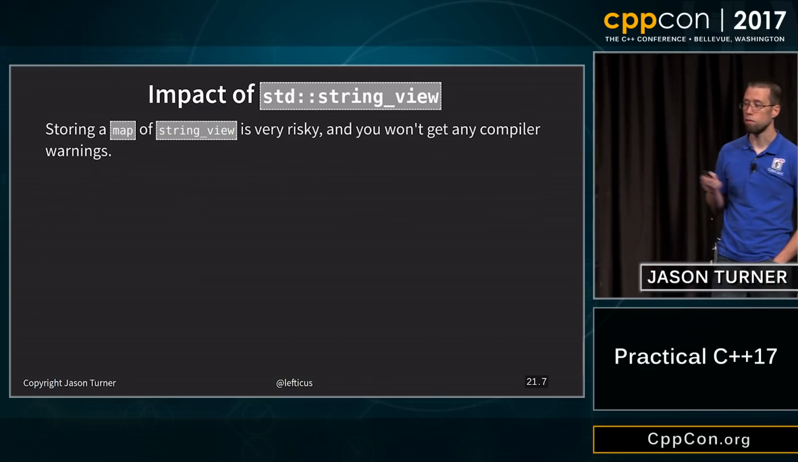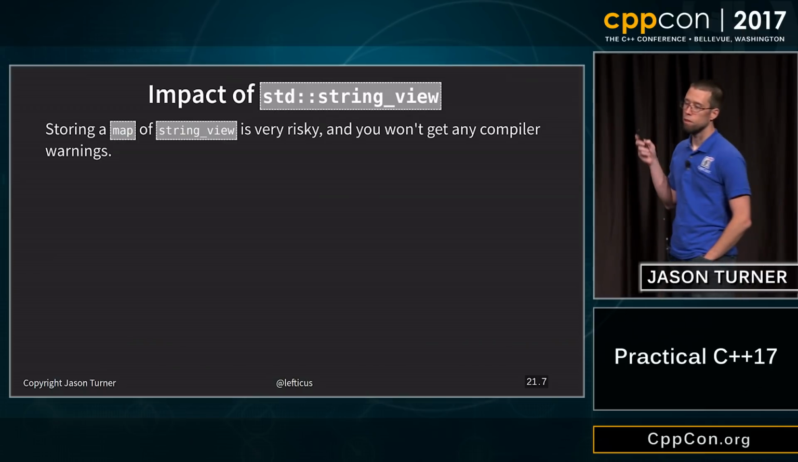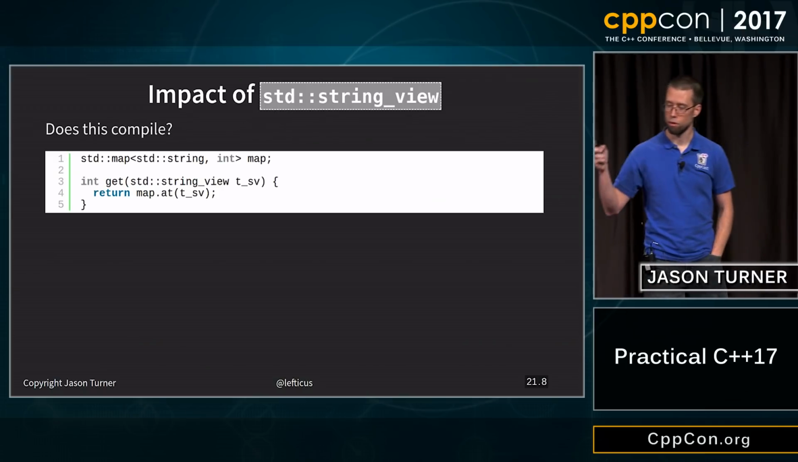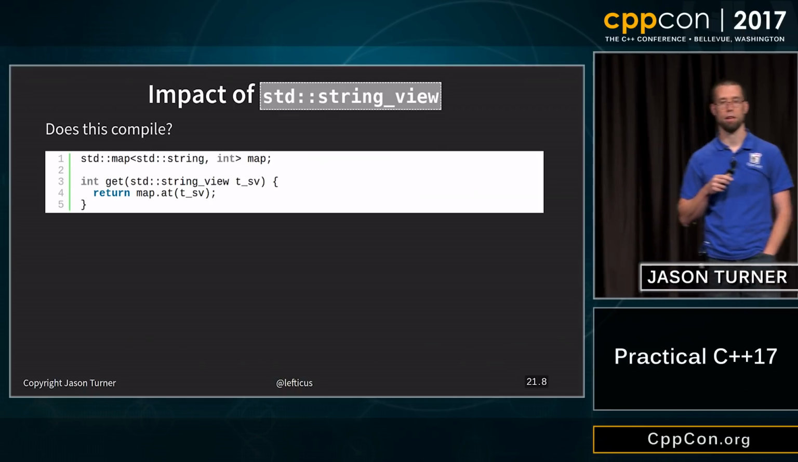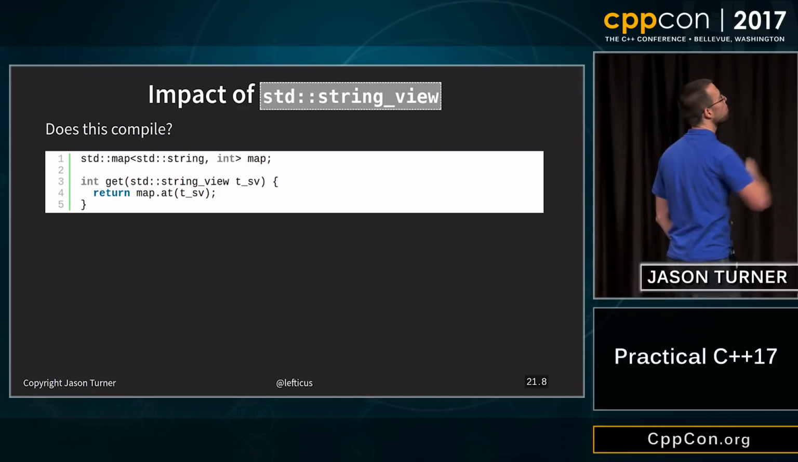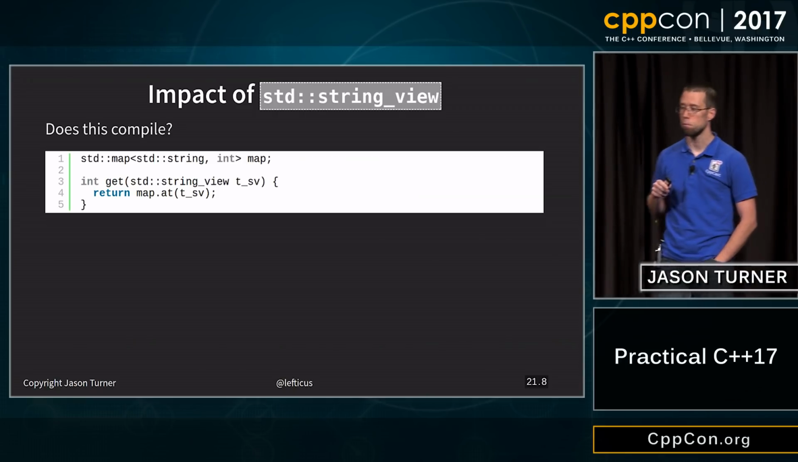So storing a map of string_view is extremely risky, and like I said, no compiler warnings. So we flip it around. Now we're using string_view as our language for talking about strings. We have a map of strings to ints, and we want to pass a string_view into it. Does this compile?